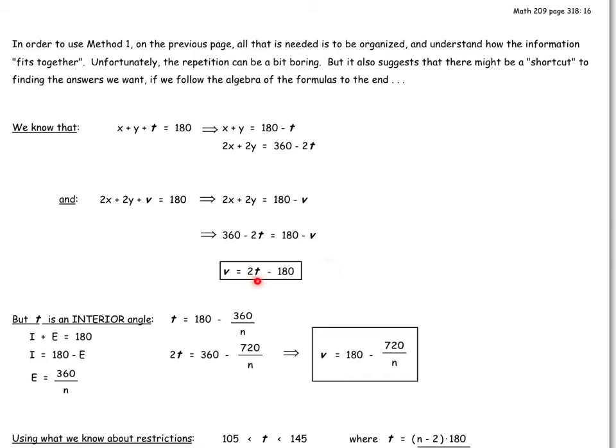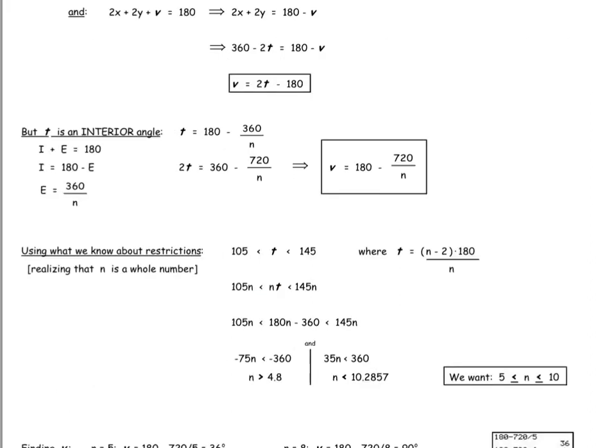Because in order to find t, we had to go back and find n. So let's see if we can shortcut the process some more. As we saw on the previous page, if t is an interior angle of an equiangular polygon, and we know that in general interior plus exterior equals 180, so that interior is 180 minus e, and e is 360 divided by n, we can put these two together and say that t is equal to 180 minus 360 divided by n.